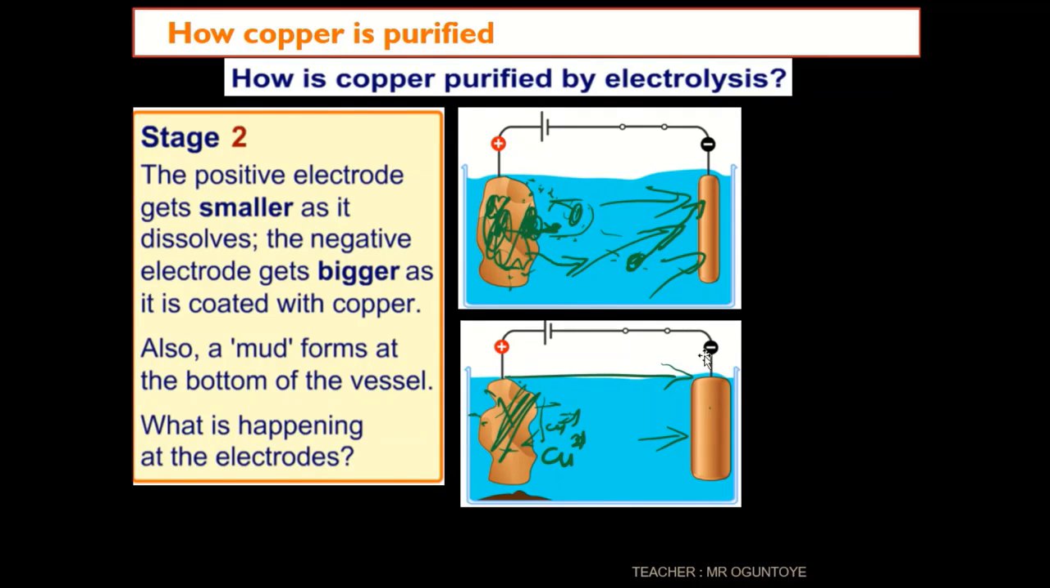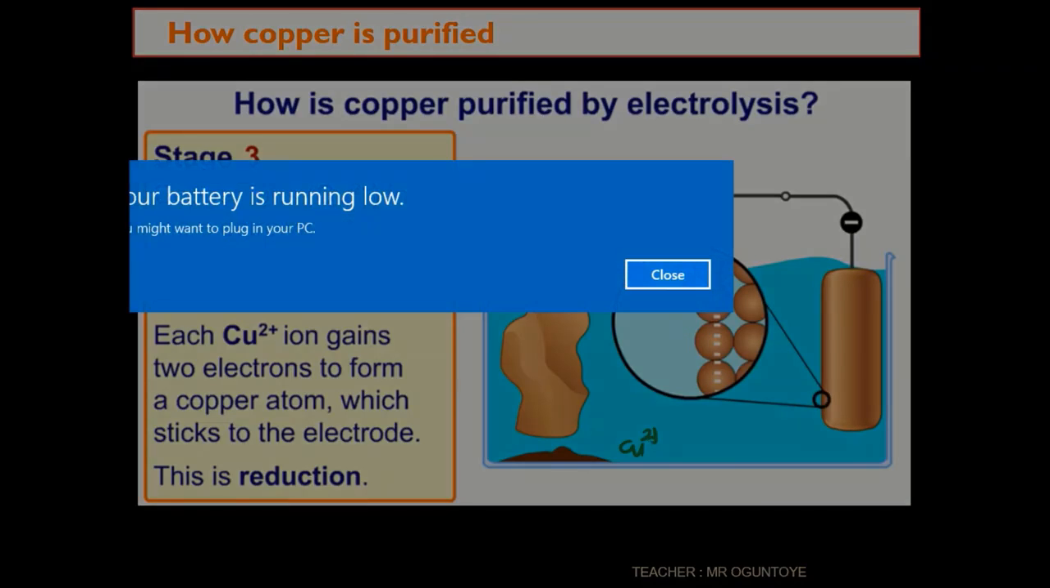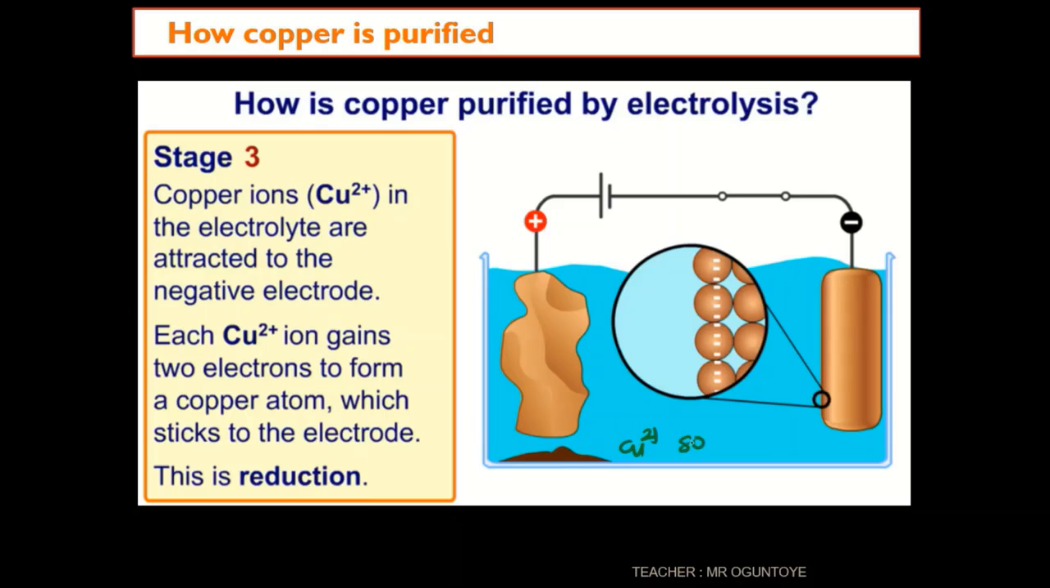So basically, we still need to see the things that are happening at each of the electrodes. So let's look at it at the microscopic level now. So how is copper purified by electrolysis? So copper ions in the electrolyte are attracted to the negative electrode. That's first, the copper ions that are found in this electrolyte. Don't forget that the electrolyte consists of copper ions and sulfate ions. So they will be migrated towards this end.